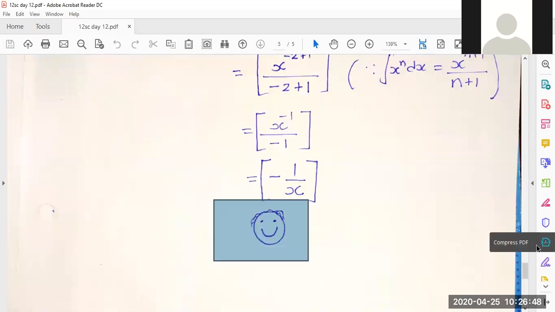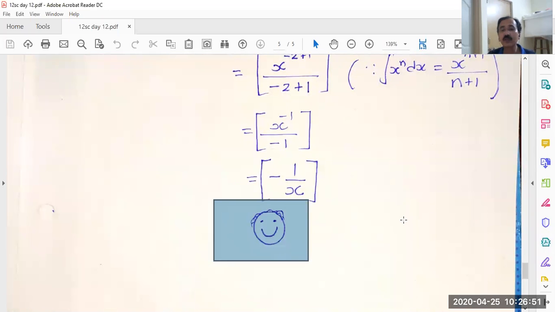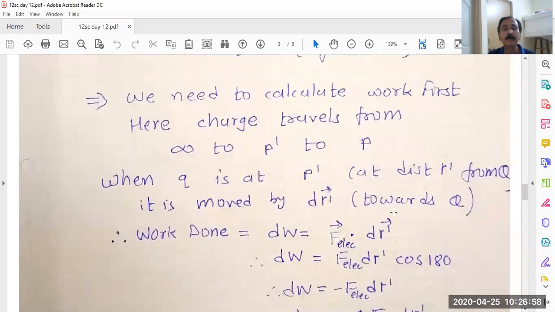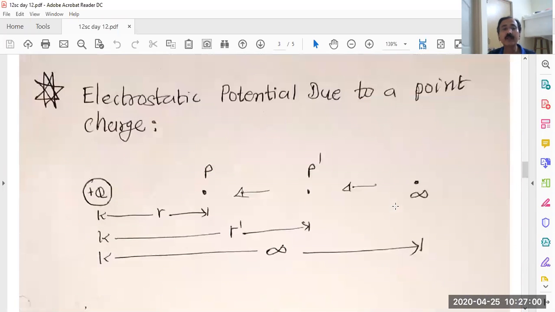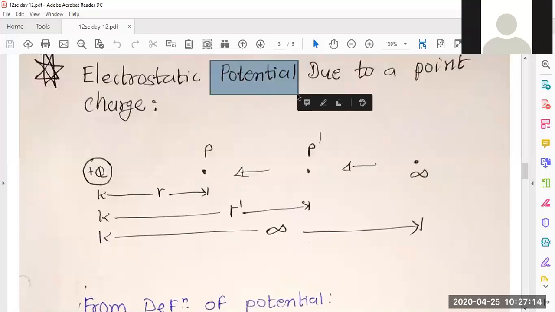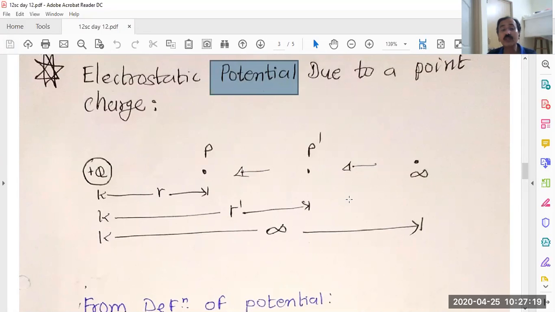Why I'm teaching this, soon you will realize. Okay. So back to what we wanted to do. Now you'll be paying a little more attention. We had a charge. What is the charge we are now dealing with? Is it 1 coulomb charge or Q coulomb charge which we are bringing in? Q coulomb charge.